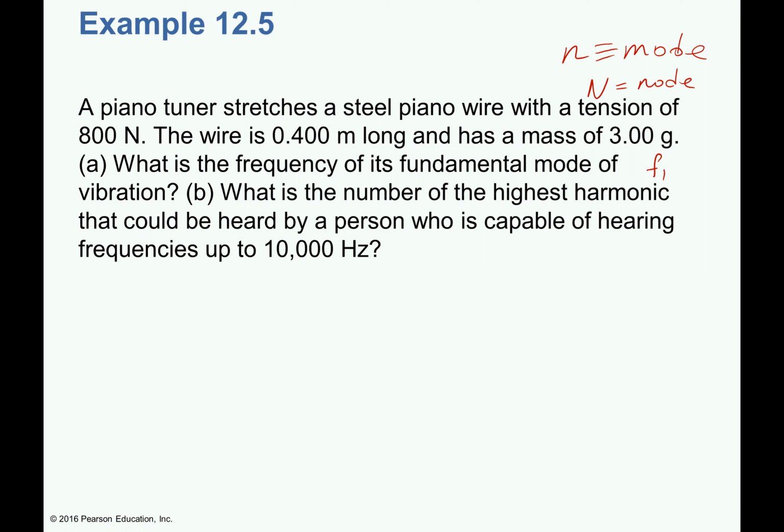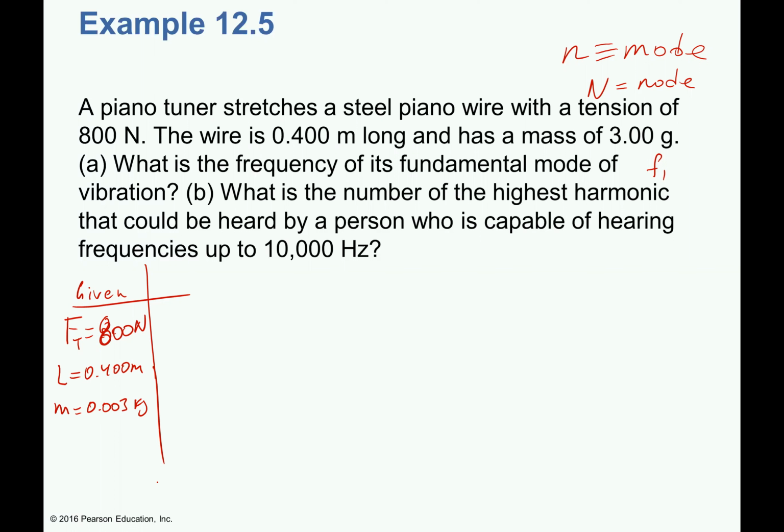All right, so let's calculate this. What we're given is the tension, F_T, 800 newtons. We're given the length of the wire, which is 0.4 meters, and the mass of the wire, which is 0.003 kilograms. Using that information, we want to be able to find the fundamental frequency. All right, so let's do that.